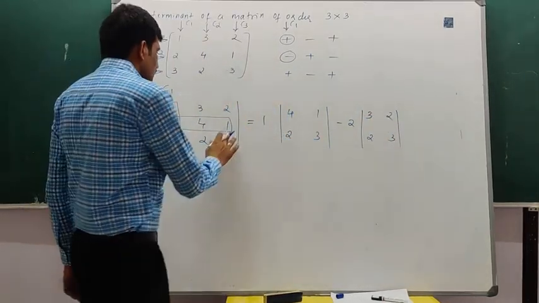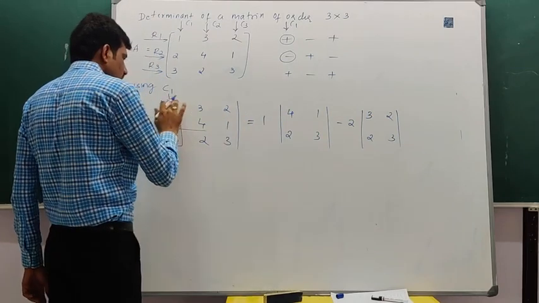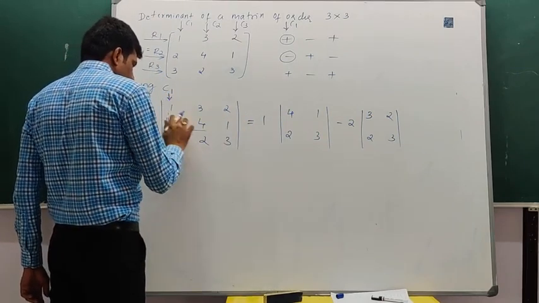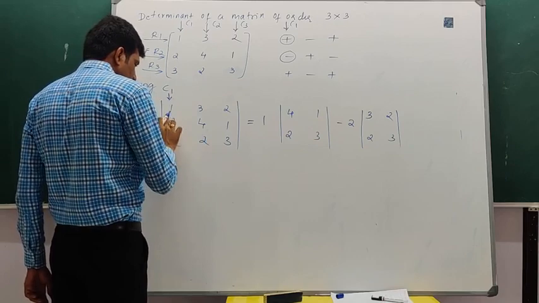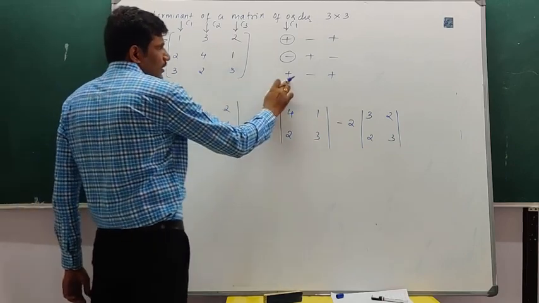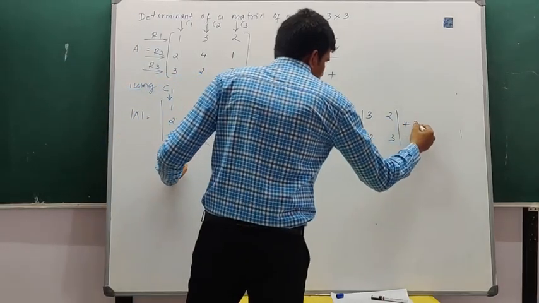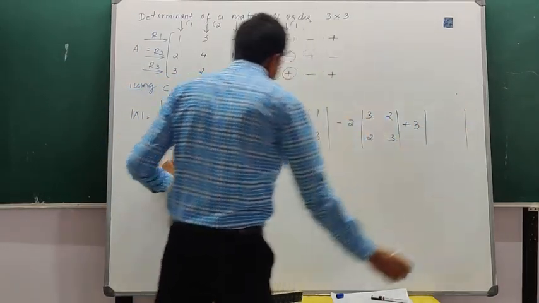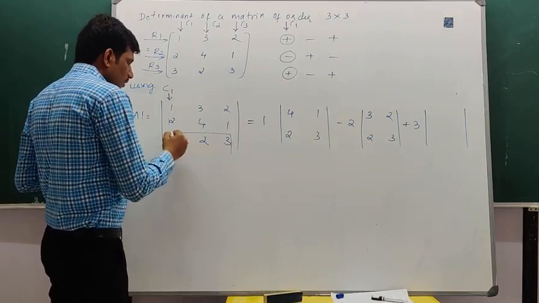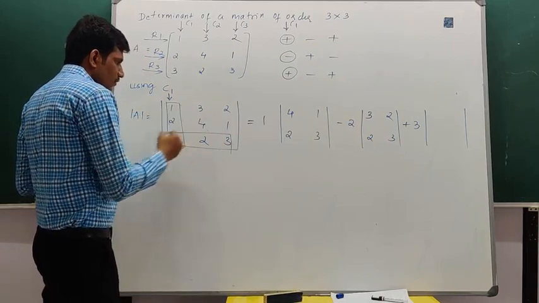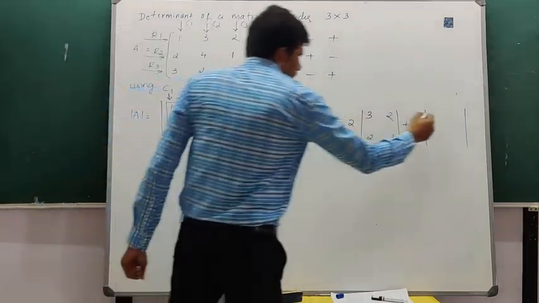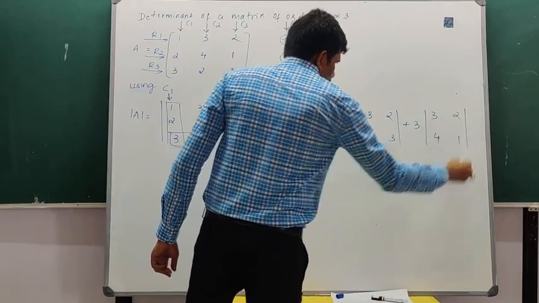Next, what is the third element in the first column? It is 3. What is the sign of 3? 3 is plus. Plus into plus is plus 3 into determinant of C. Where is this 3 present? Third row and first column. So what is left here? 3, 2, 4, 1.